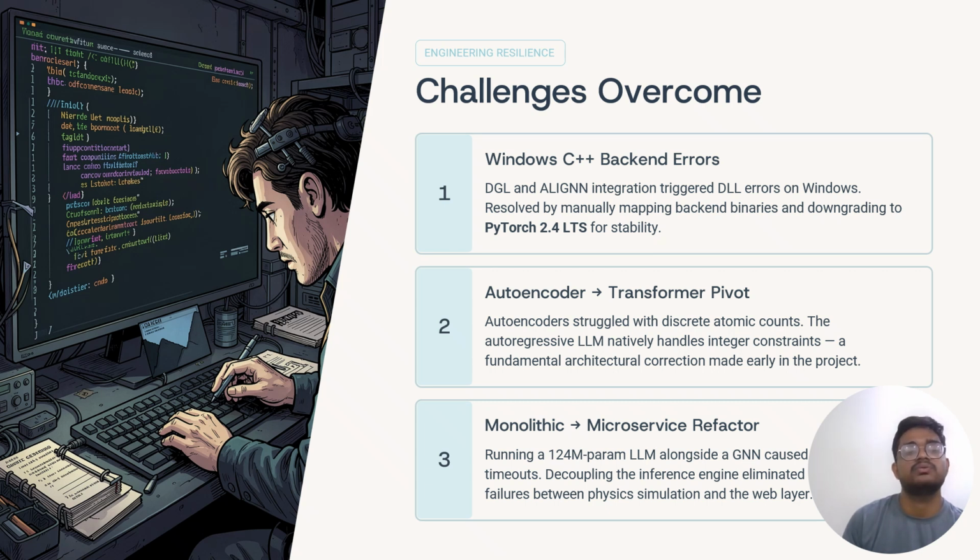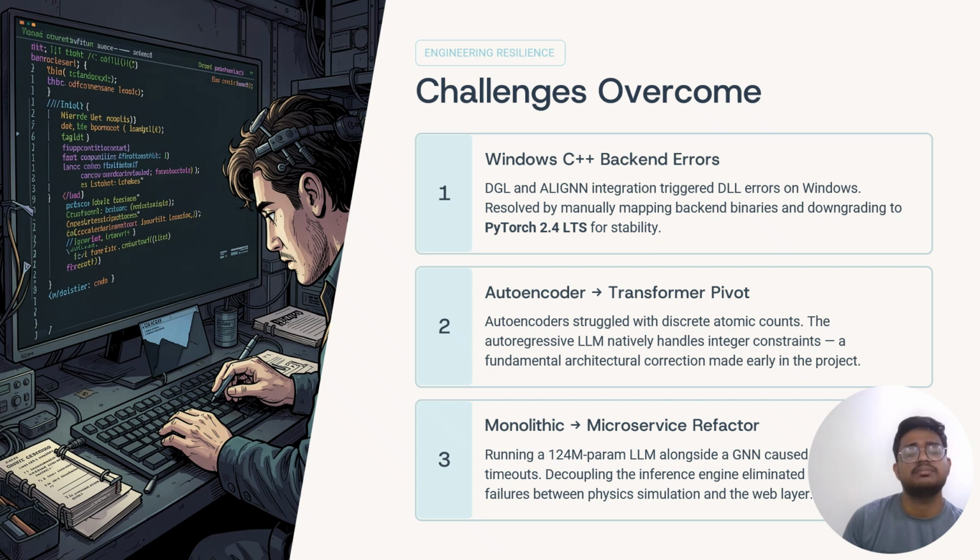Challenge number two, autoencoder limitations. Initially, we explored autoencoders. However, autoencoders struggle with discrete atomic counts and structural constraints. The generated output often lacked consistency. We therefore pivoted to autoregressive transformers. Transformers naturally model sequences and discrete tokens. This architectural change significantly improved the generation quality.